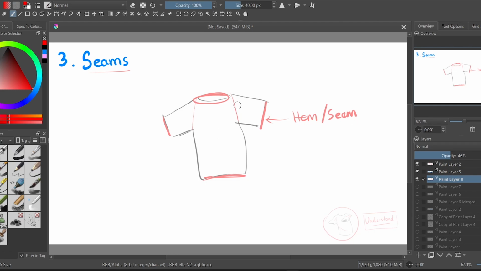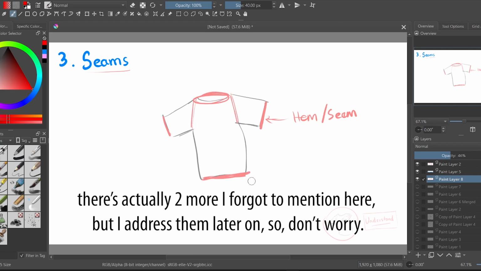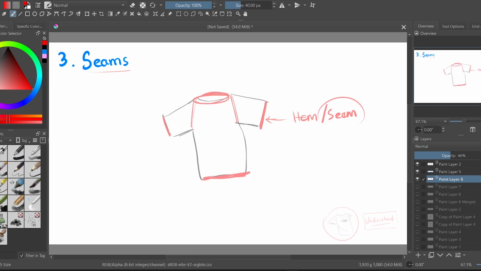So a t-shirt is composed of, if you're wearing a t-shirt right now, you can look at it for yourself, a t-shirt is always made of two seams here, two at the end of your sleeves, and one at the bottom here. Now, why are these seams important?